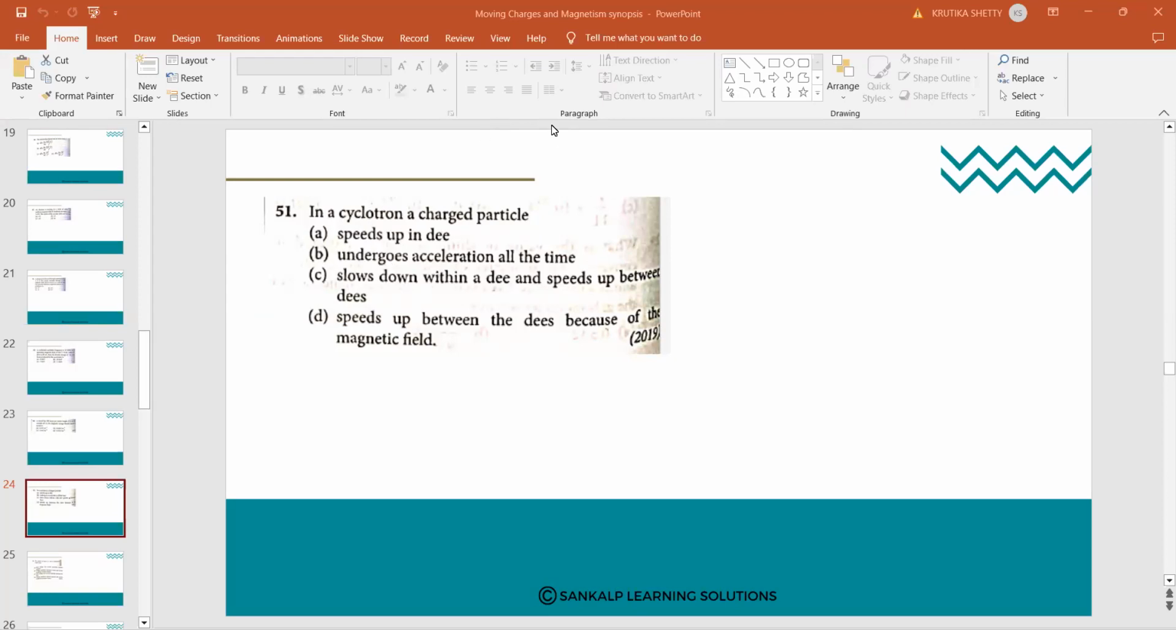So both magnetic field and electric field are used. That magnetic field and electric field are helping the charged particle to accelerate at each and every moment. Okay, the next question.